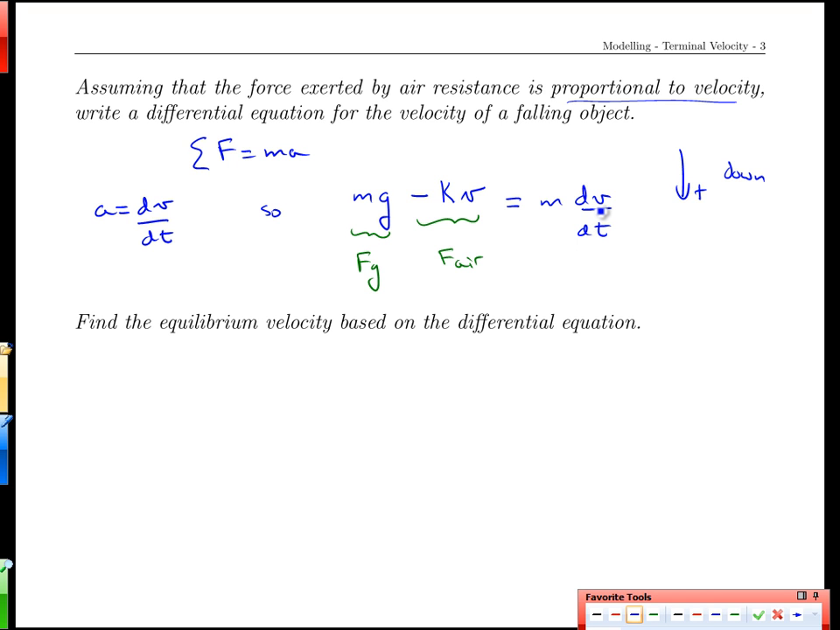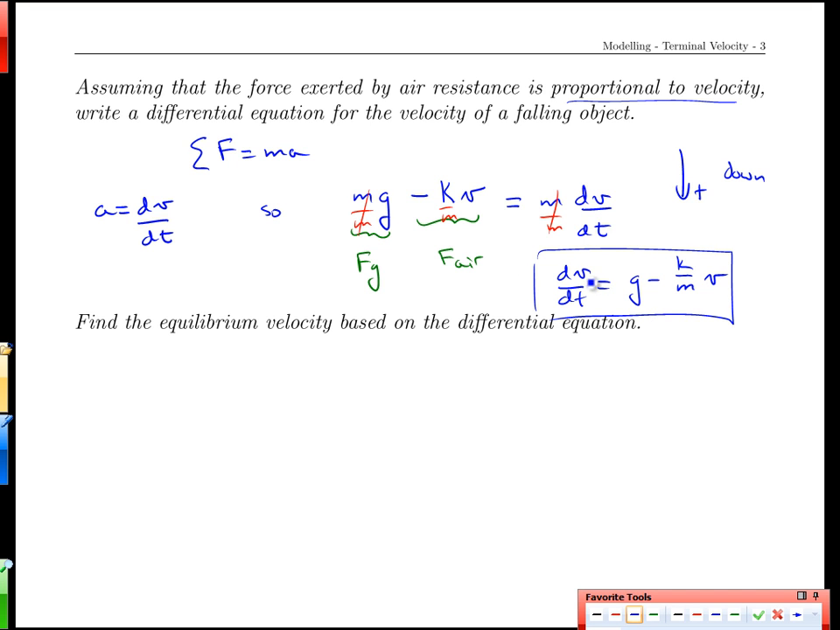Well, that is a pretty good equation. Let's actually write it a little bit differently. We're going to divide through by m, and the m's cancel. And then we have an interesting feature here. Let's see how that plays out when we write it out in more traditional form. We're going to have g minus k over m times v. All right, so that is a lovely differential equation.